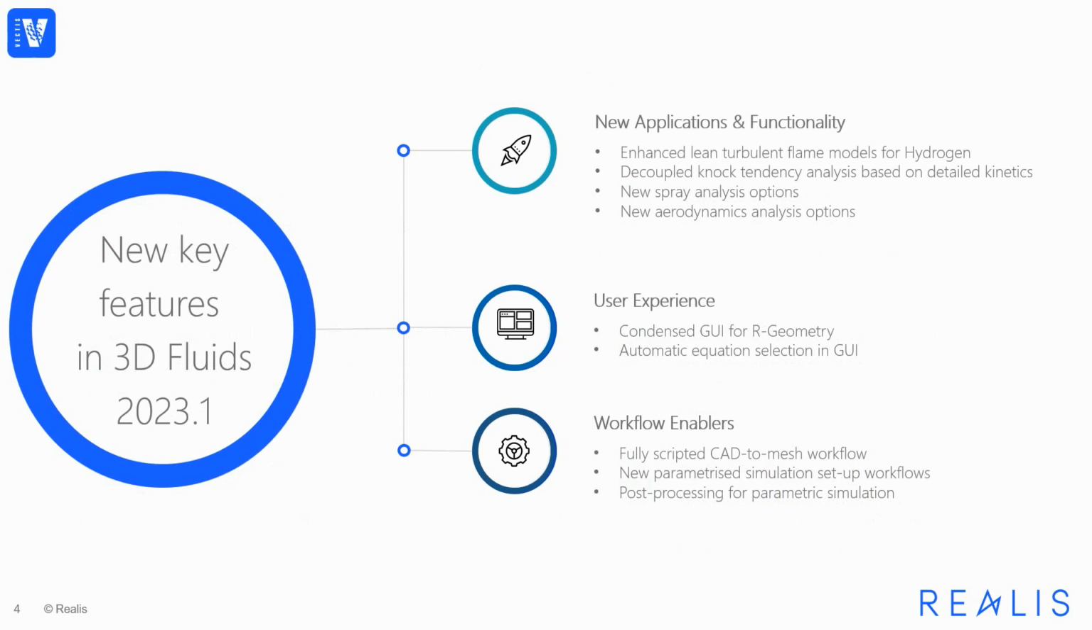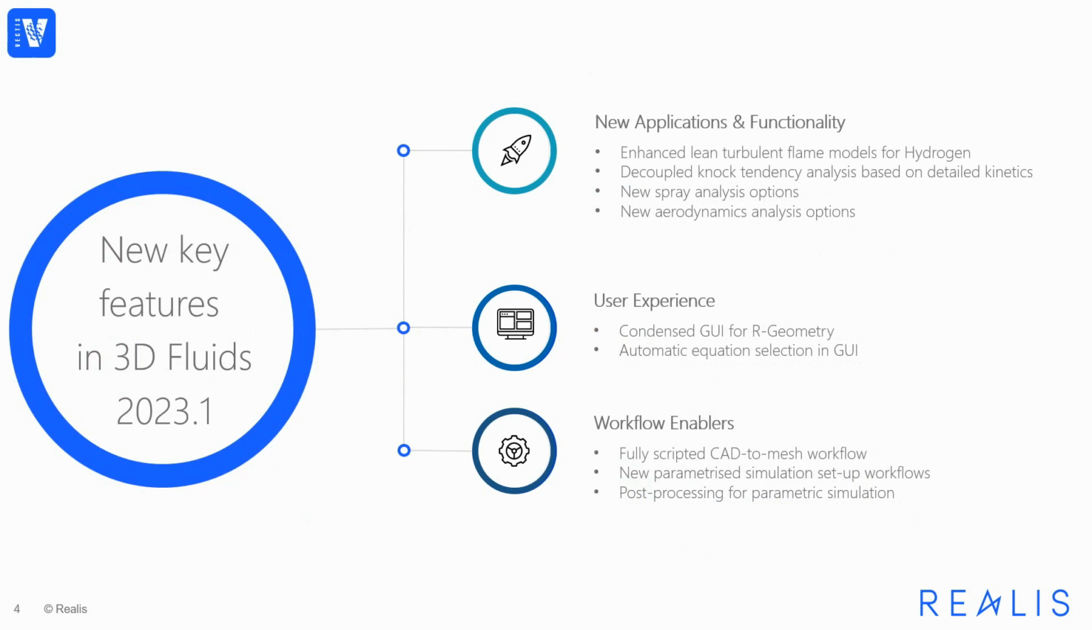To this end, we have introduced new models aimed at the development of complex gasoline or hybrid fuels and green hydrogen combustion, with a new spray analysis option, a decoupled knock model, and further enhancements to our unique hydrogen combustion modeling capability. A new automation approach of the CAD to mesh process is introduced, thus allowing to script the whole simulation process from CAD to computation through a single Python script.